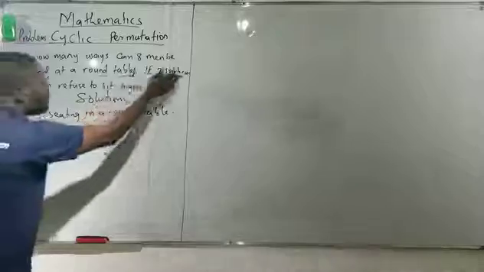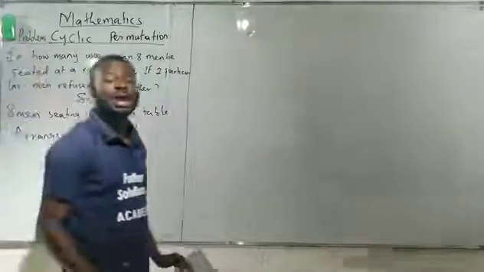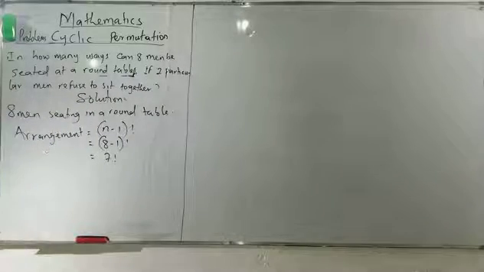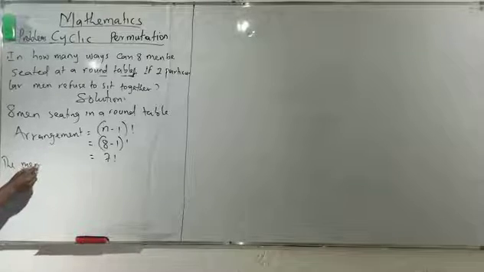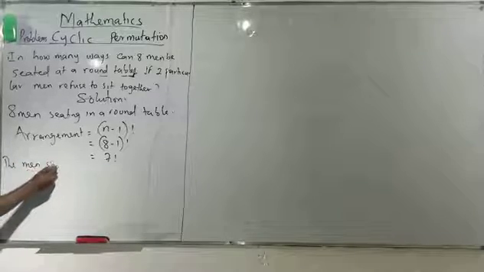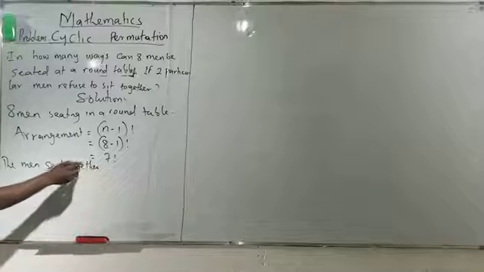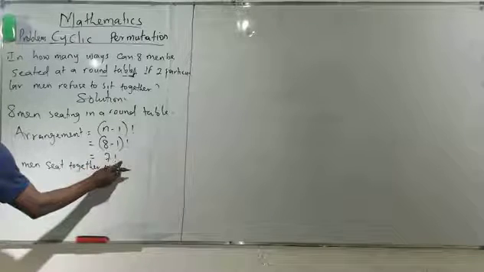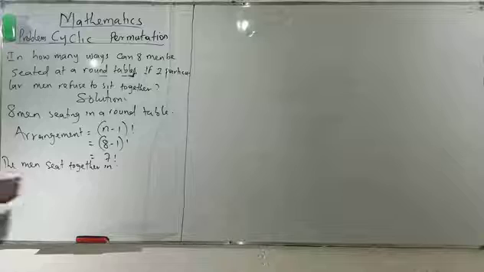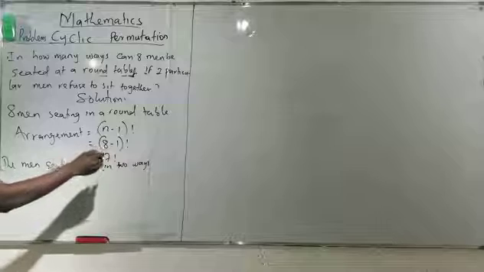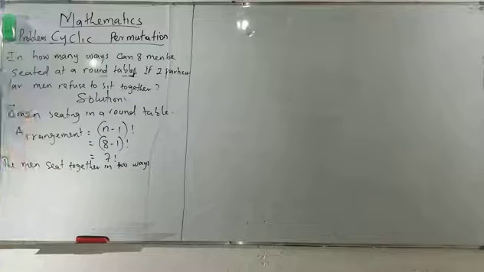Now, the next says that if 2 particular men refuse to sit together, you must figure that out very well. Now, that is what you need to do. That is condition number 2. If the 2 particular men refuse to sit together, now, the men sit together in 2 ways.